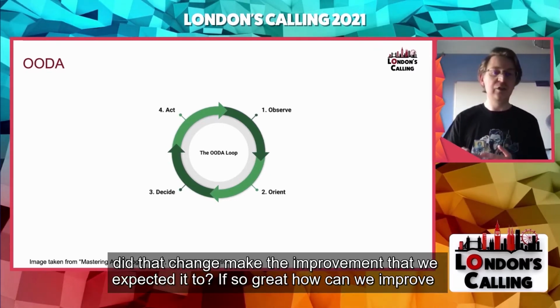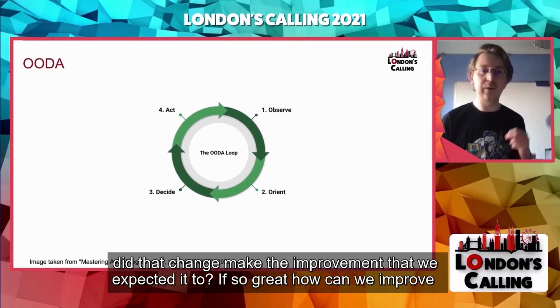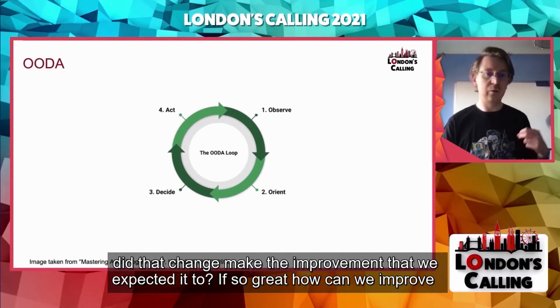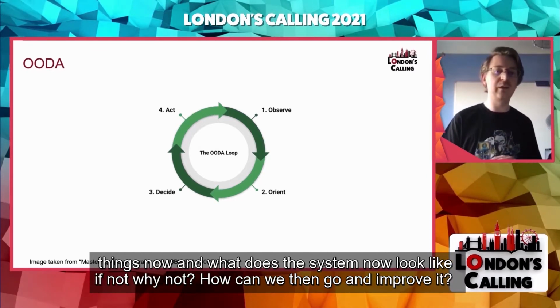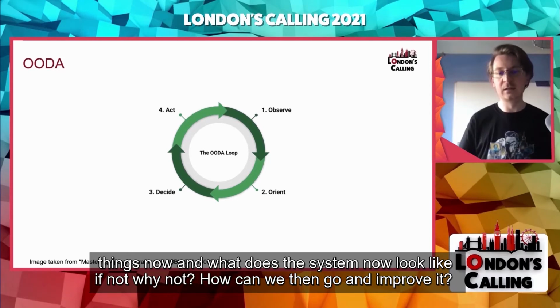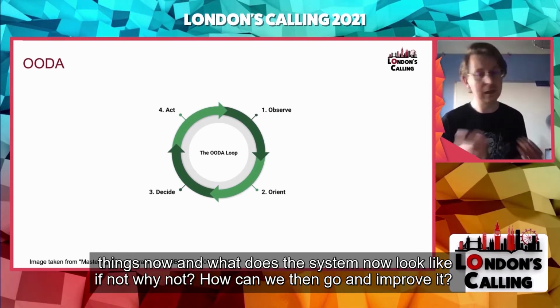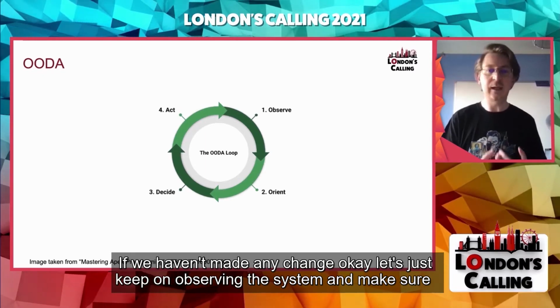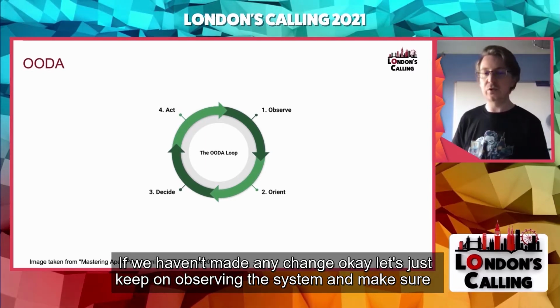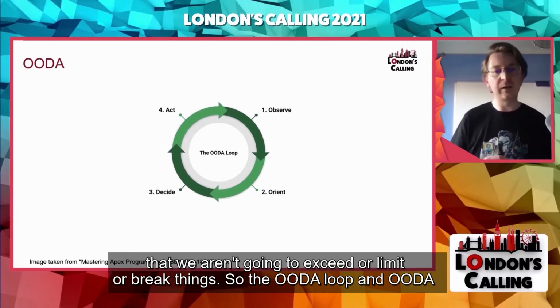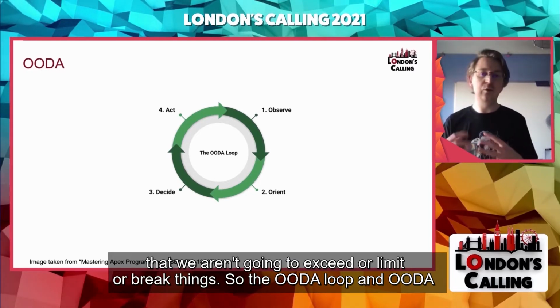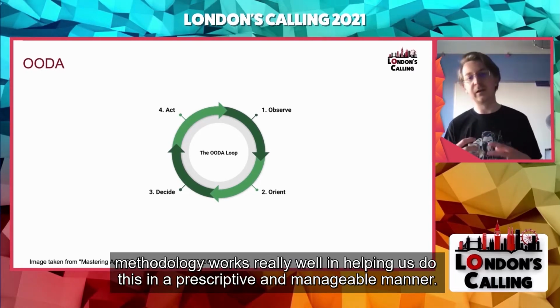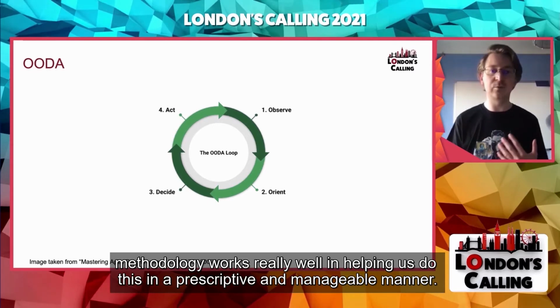Did that change make the improvement that we expected it to? If so, great. How can we improve things now? And what does the system now look like? If not, why not? How can we then go and improve it? If we haven't made any change, okay, let's just keep on observing the system and make sure that we aren't going to exceed a limit or break things. So the OODA loop and the OODA methodology works really well in helping us do this in a prescriptive and manageable manner.